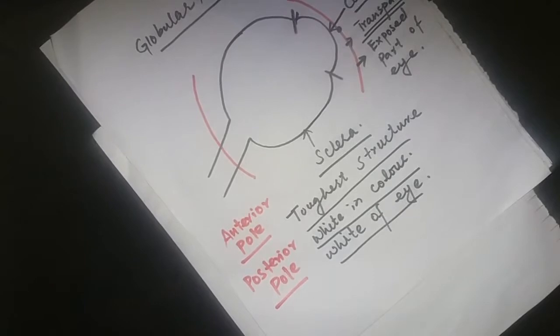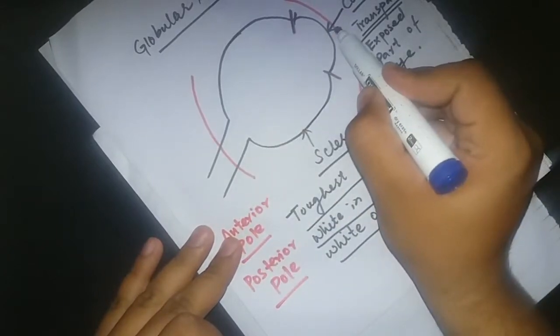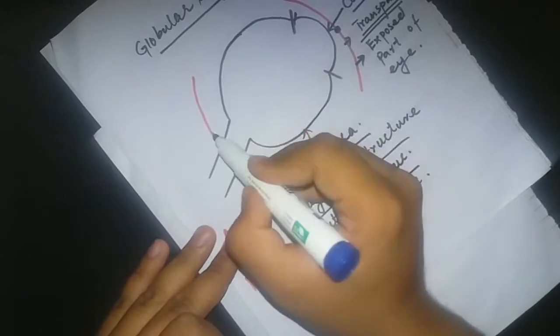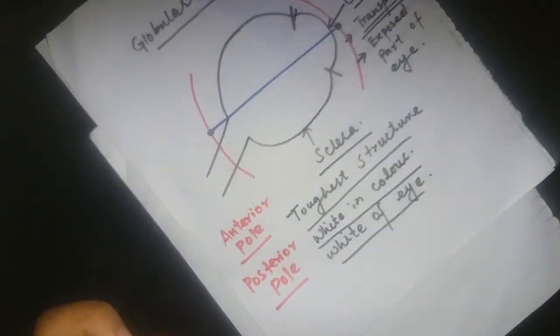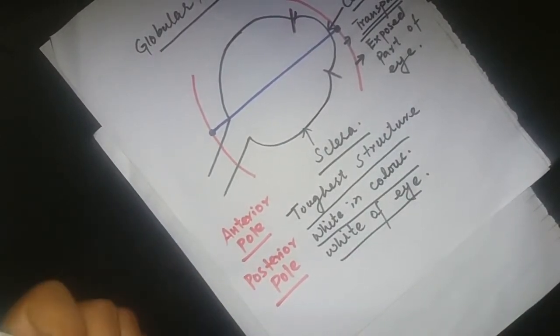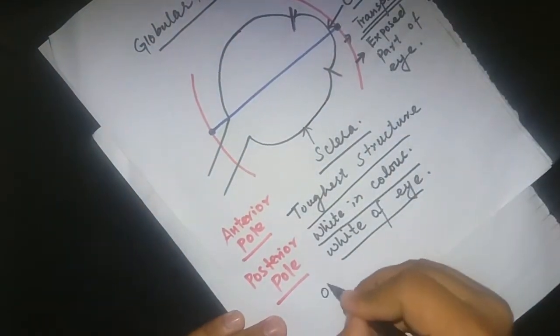And the most interesting thing is that a line joining the center of the anterior curvature, the anterior pole, to the posterior pole is known as the optic axis. It is known as the optic axis.